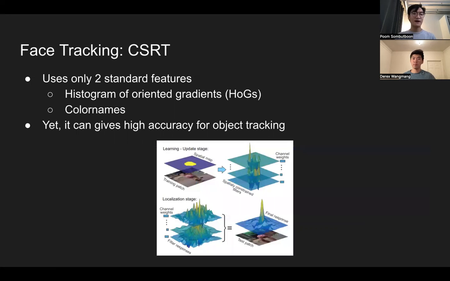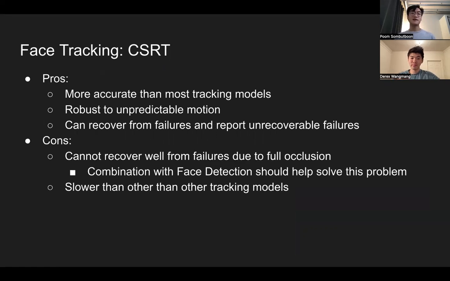More specifically about CSRT, it uses only two standard features. The first one is histogram of oriented gradients, which are the magnitude of gradients and the direction of gradients. And in addition to that, it uses the color from the image. While CSRT only uses two standard features, it gives really high accuracy for object tracking. So now we understand a little bit about CSRT. Let's look at the pros and cons of it.